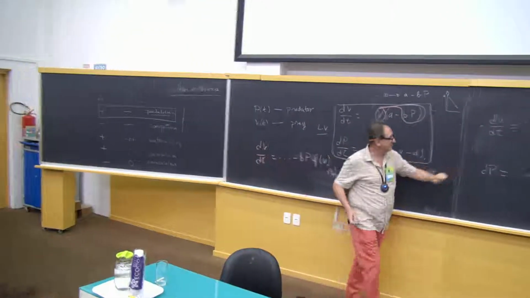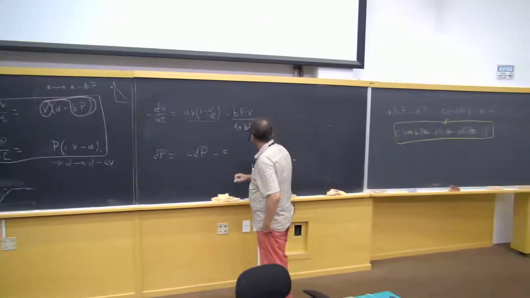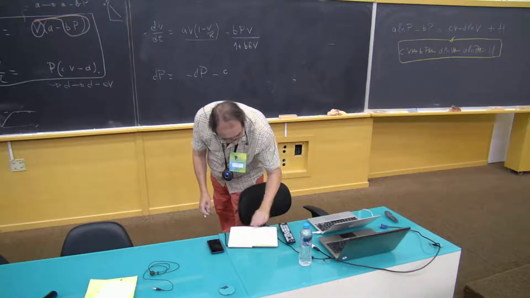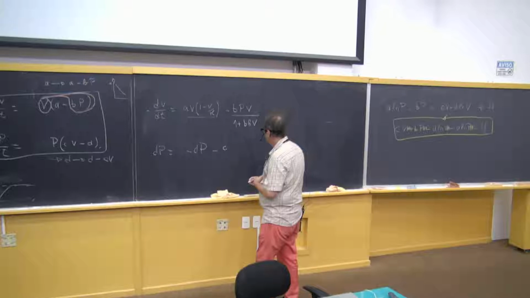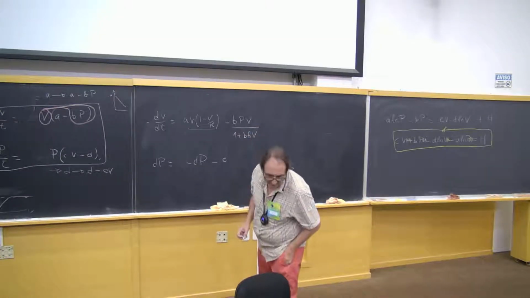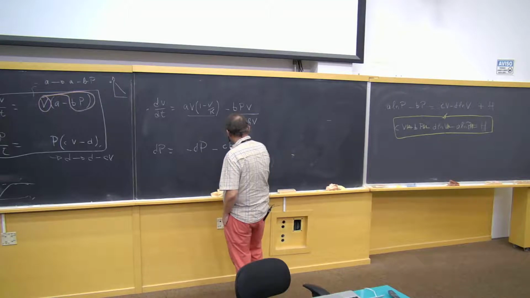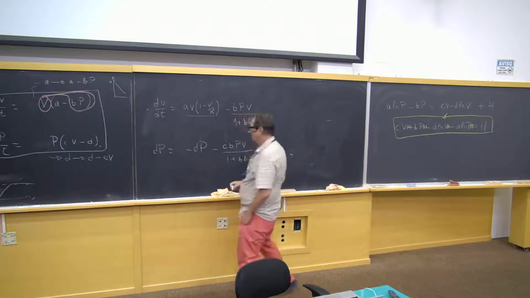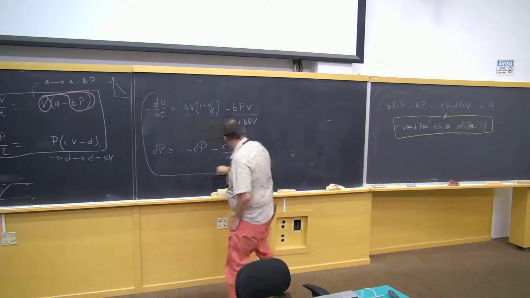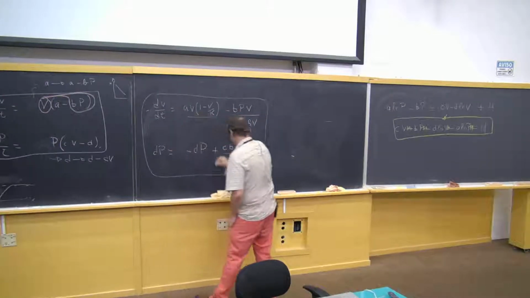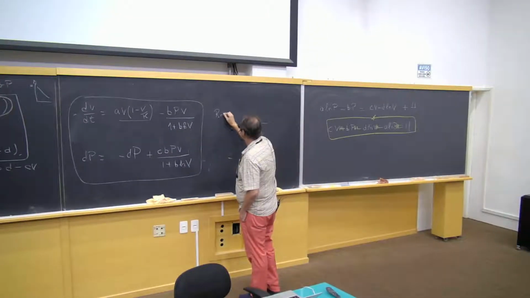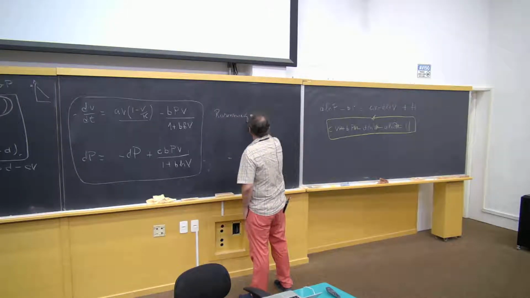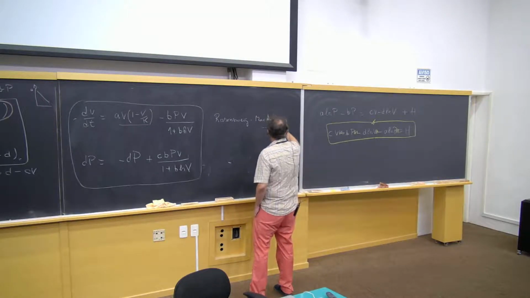But this means that I should also modify this here. So you will get c times b times P over 1 plus b' P. So this system of equations is called the Rosenzweig-MacArthur equations model.